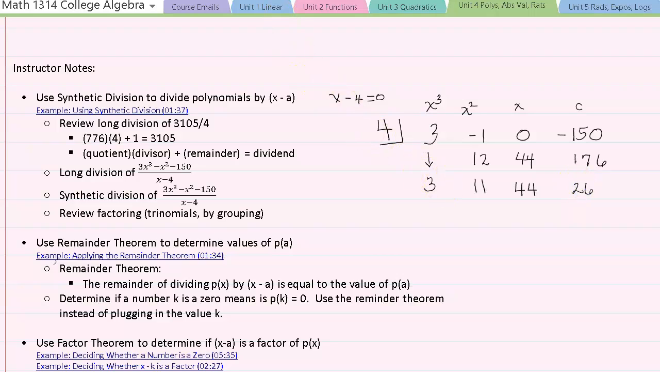These numbers that we have been writing down should look familiar, so our quotient for our division problem is right here at the bottom. We just need to add some x's. Since we started with x cubed, we will start our quotient with x squared, 1 power less than the original dividend. Then we decrease by power to get 3x squared plus 11x plus 44. And the last number is the remainder, so we can write our divisor under it to get plus 26 over x minus 4.